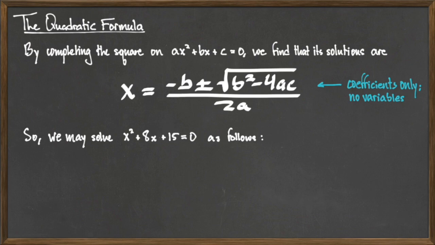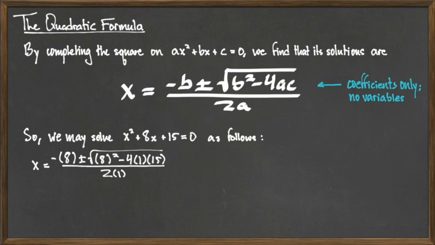This polynomial in fact does factor as x plus 5 times x plus 3. So you can check on your own that the solutions will be negative 5 and negative 3. But let's see if the quadratic formula agrees with that. Plugging in the coefficients, we'll get negative 8 plus or minus the square root of 8 squared minus 4 times 1 times 15, all divided by 2 times 1.